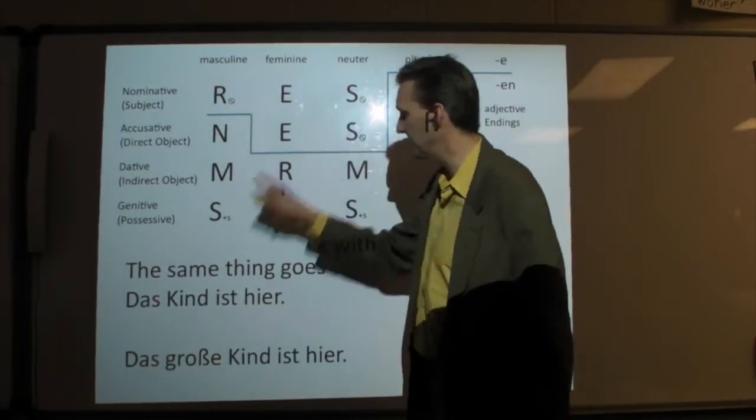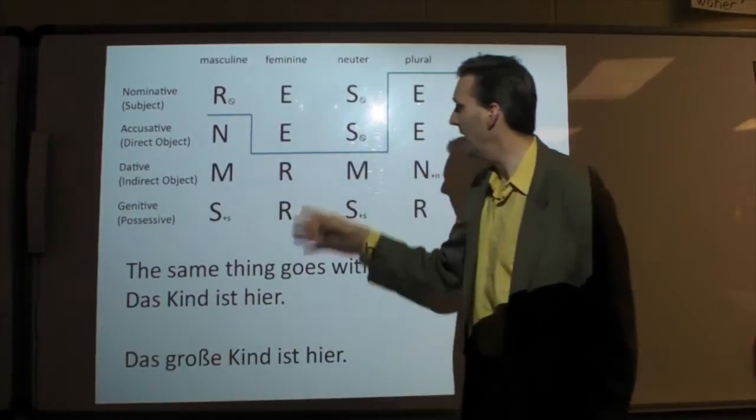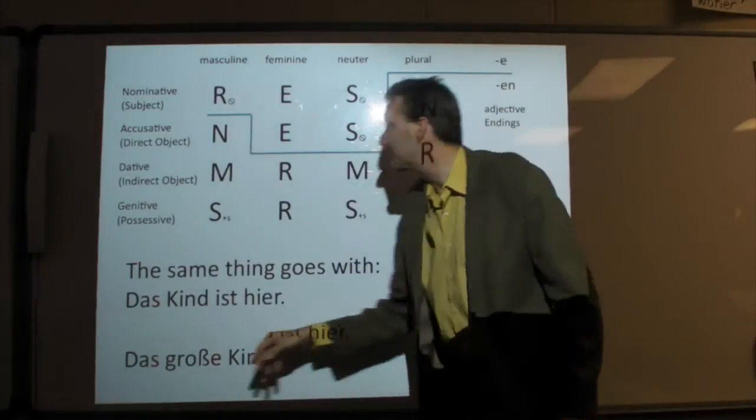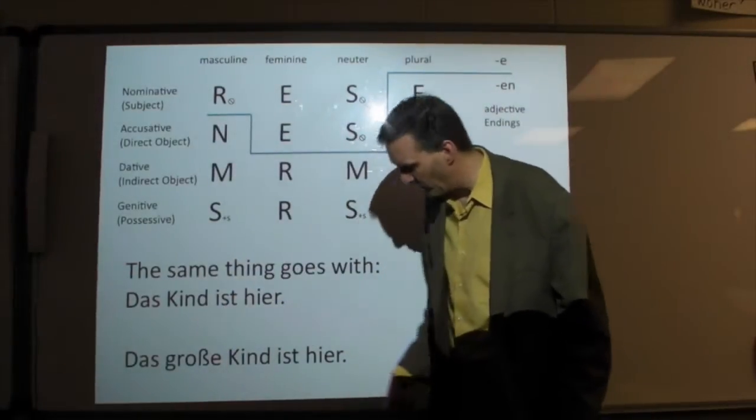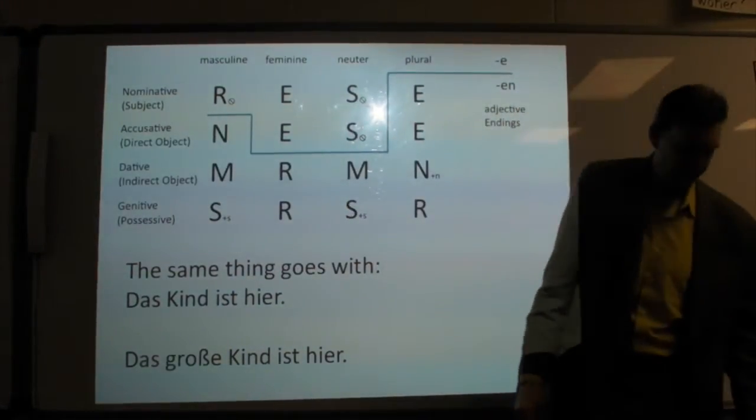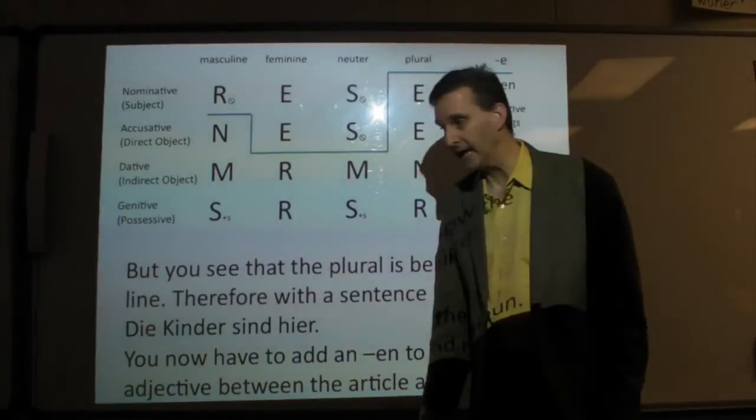Kind does the same thing. We have the S for das. Das Kind ist hier. Now I add the big kid. Das, again, still above the line. I still need my E right here. Das große Kind ist hier. Very good.